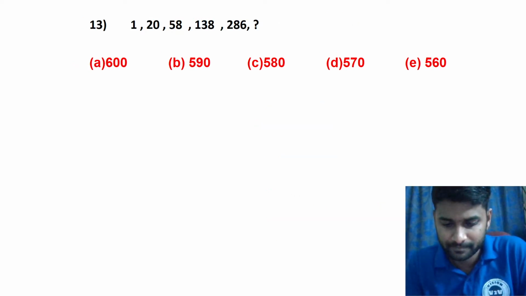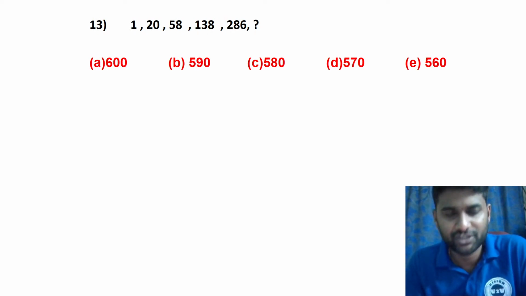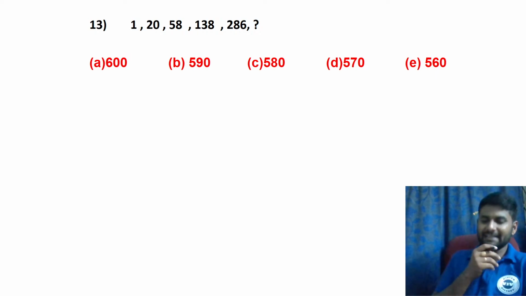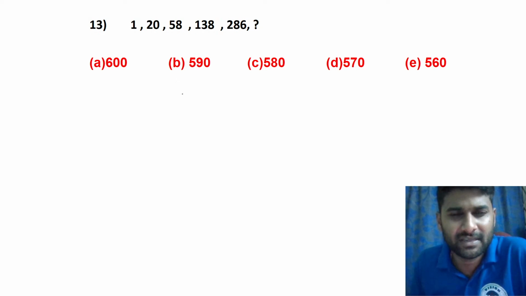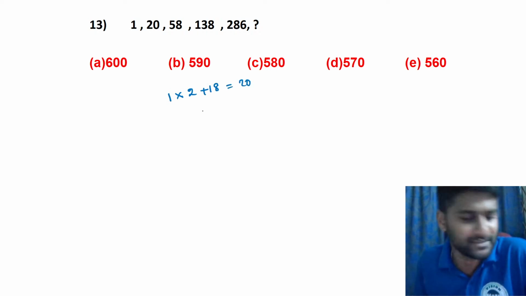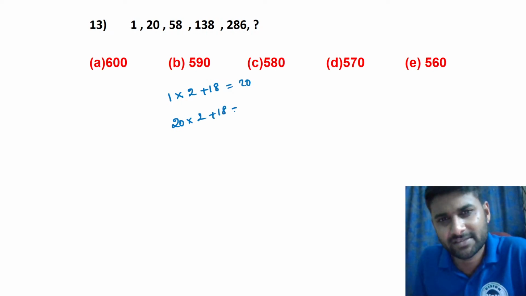What is the next number? 1, 20, 58, 138, and 286. Yes, we can see that. See, there is only one pattern. 1 into 2 plus 18 is equal to 20. The next number, 20 into 2 plus 18 is equal to 58.